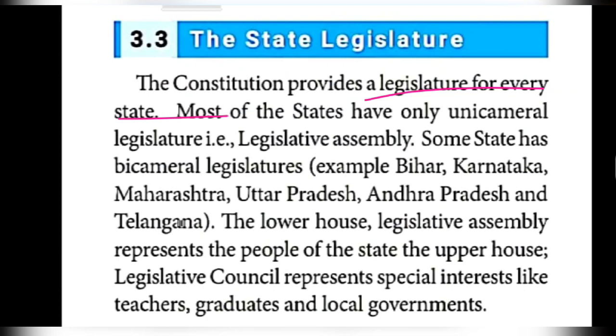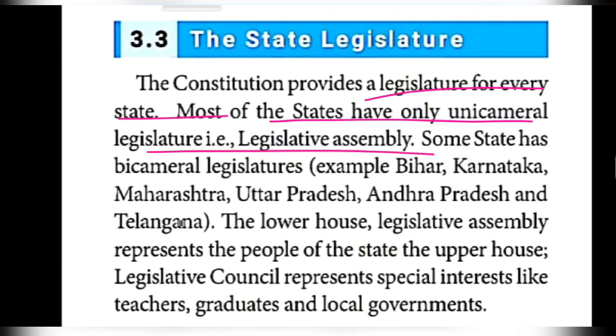Some states have a unicameral legislature, and some states are following a bicameral legislature. What is meant by unicameral legislature? Uni in the sense, very well, one. Bi in the sense, very well, two. Unicameral legislature means only one house, that is the legislative assembly alone. Bicameral legislature means there are two houses, the legislative council as well as the legislative assembly.